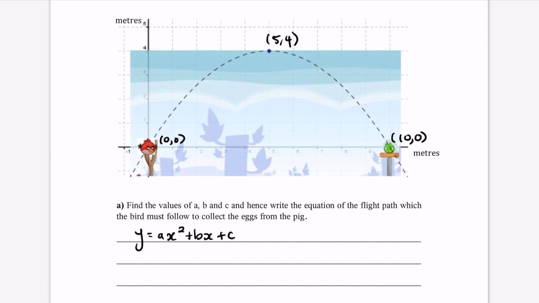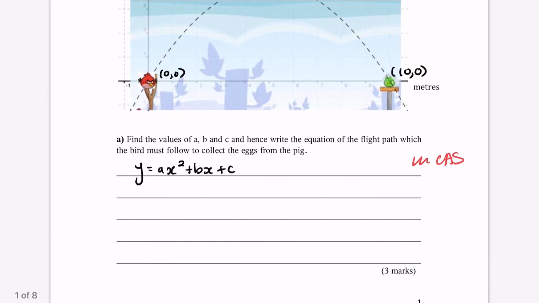I'm going to also write in the red pen, which is going to be CAS instructions, because remember, you never ever write CAS instructions on your SAC. This is just for you to know what we would do on the test. Okay, so from this point, what we want to do is essentially define our function. So we want to define f1(x) is equal to ax² + bx + c. And then we want to go ahead and solve that as a system of equations. So that's just to give you a bit of a heads up.